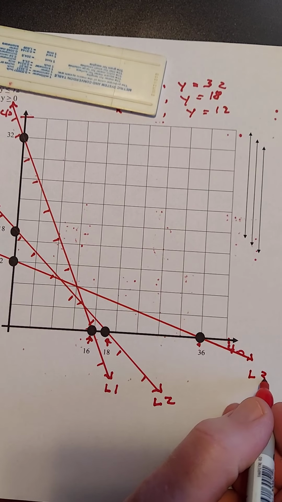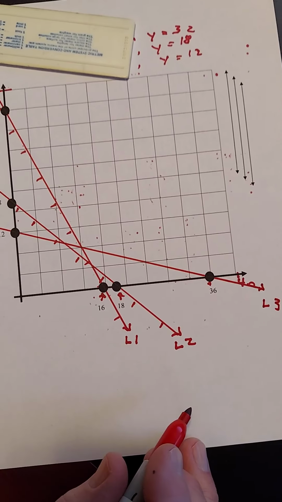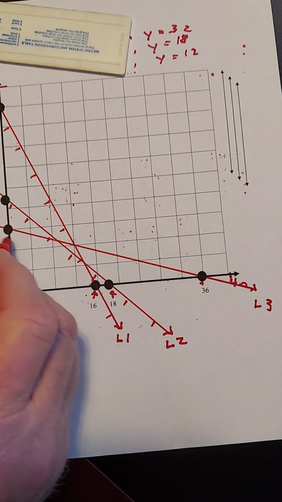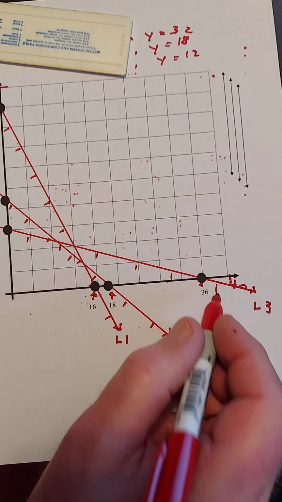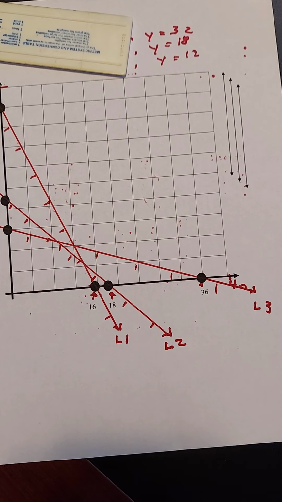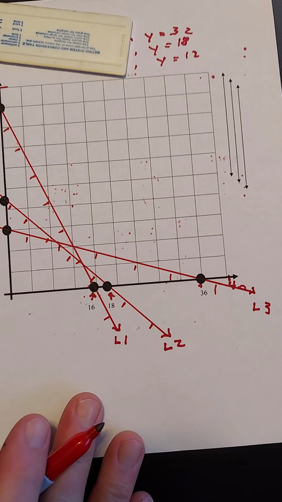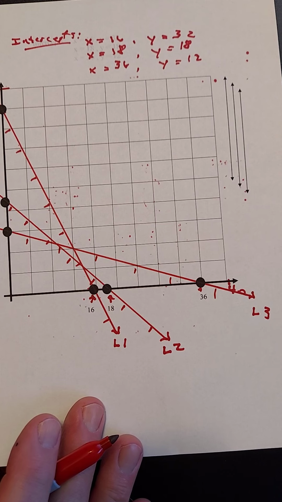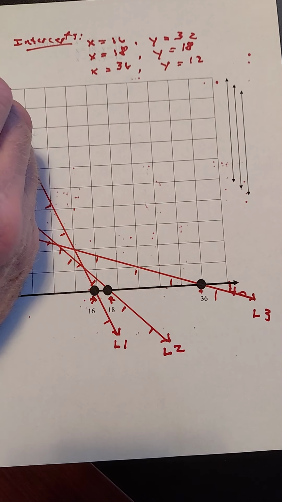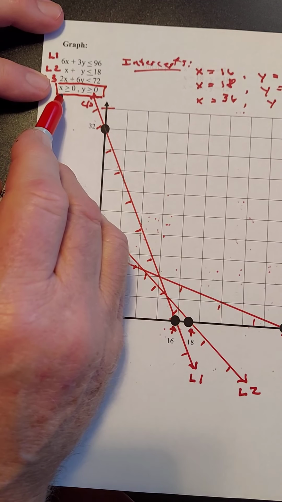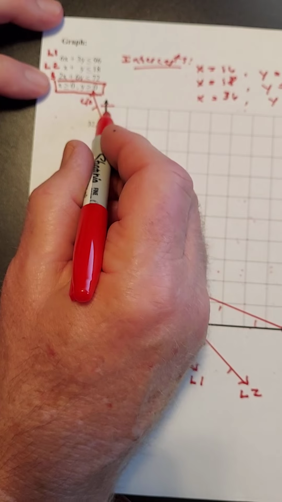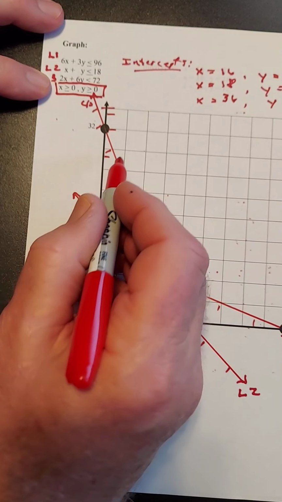Of course, that's L3. And the tick marks are this direction. Okay, now also don't forget this up here. X greater than or equal to 0, that means that's all the points on this side.